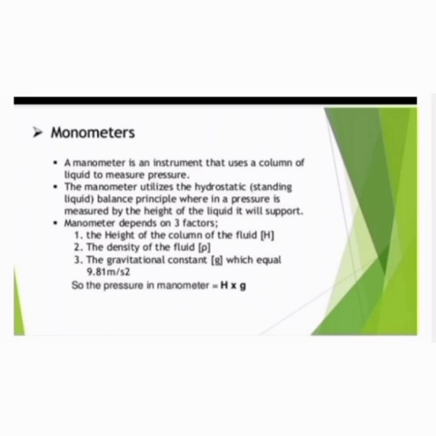Manometers. A manometer is an instrument that uses a column of liquid to measure pressure. A manometer utilizes the hydrostatic balance principle, wherein a pressure is measured by the height of the liquid it will support. A manometer depends on three factors. First, the height of the column of the fluid, h. Second, the density of the fluid. Third, the gravitational constant, which equals 9.81 m/s square. So the pressure in a manometer is equal to h into ρ into g.